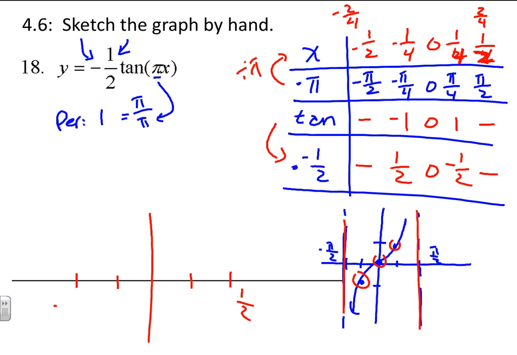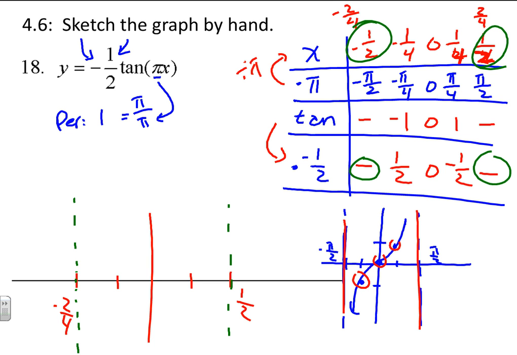-1/4, -2/4. So here's my points. Let's go. -1/2 gives me an asymptote. Positive 1/2 gives me an asymptote.